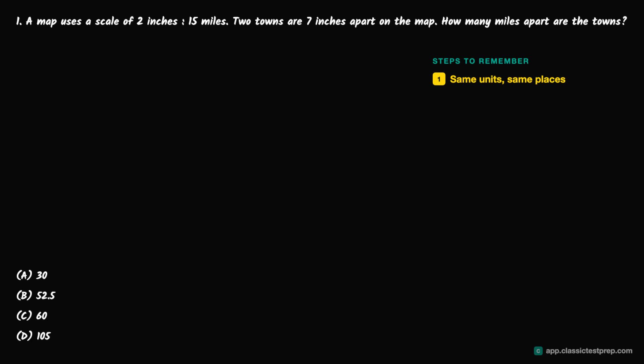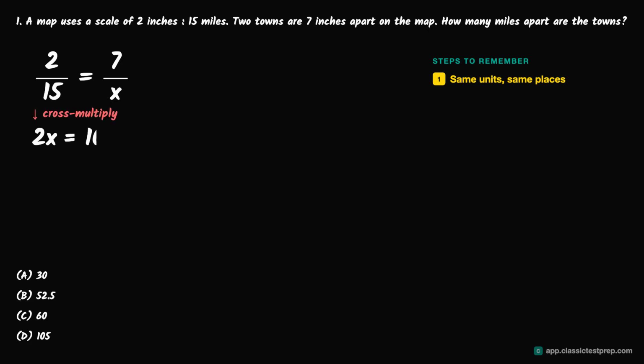So first question, a map uses a scale of 2 inches for every 15 miles. Two towns are 7 inches apart on the map, and we want to know how many miles apart the towns are. So here's the first step. You got to set up the proportion with the same units in the same places. So for us, we're going to put the inches on top and the miles on the bottom on both sides. So 2 over 15, we're going to set equal to 7 over x.